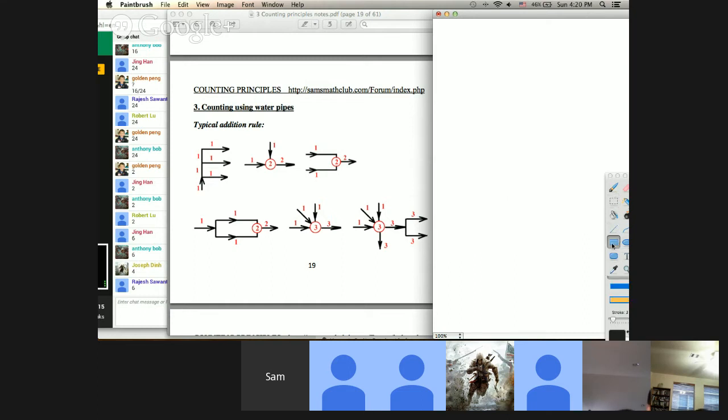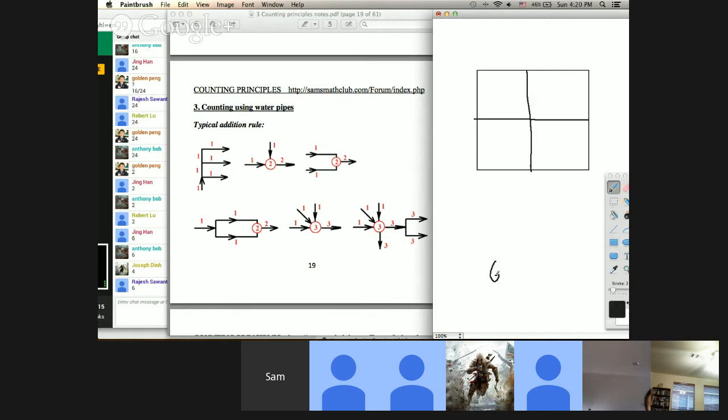So our next one that we just talked about was if we have a square like this, and then we have a little cross here, and then we already know there's 6 ways because we counted out 6 ways. So let's try using water pipes to do this. So it starts out at 1, and then whenever it comes to this little like branching part, it branches out each as 1. Like that. And then this top is going to branch out each as 1 as well.